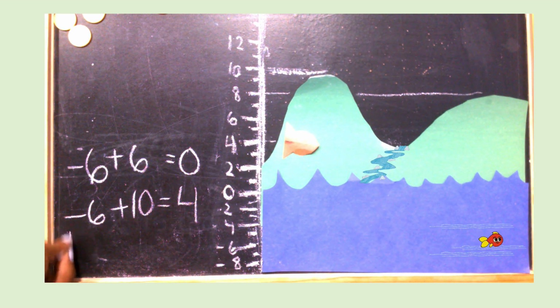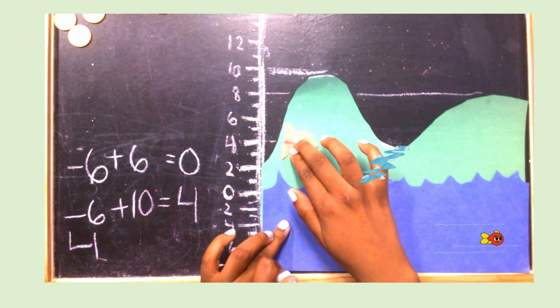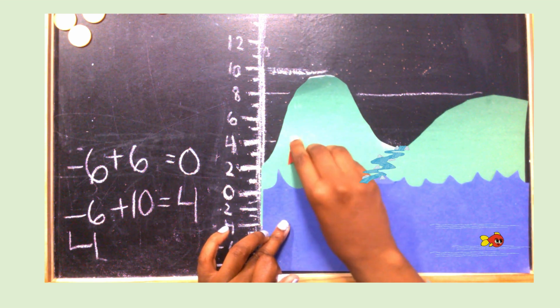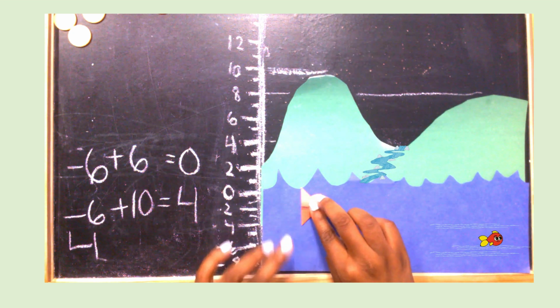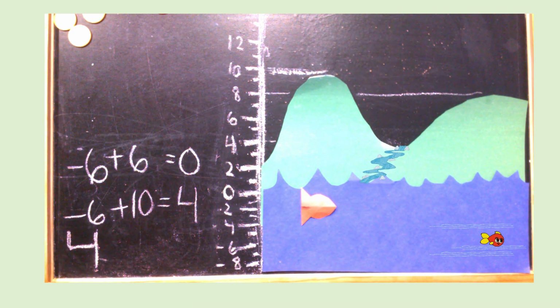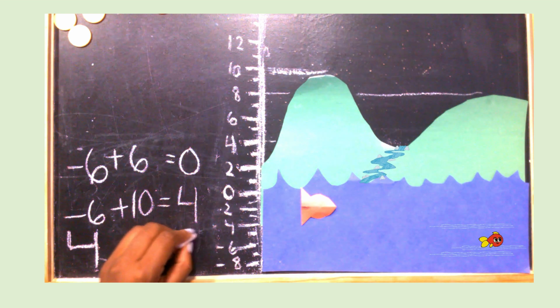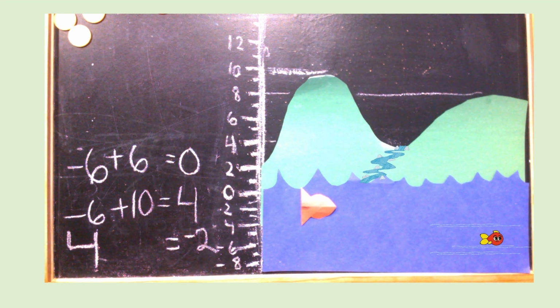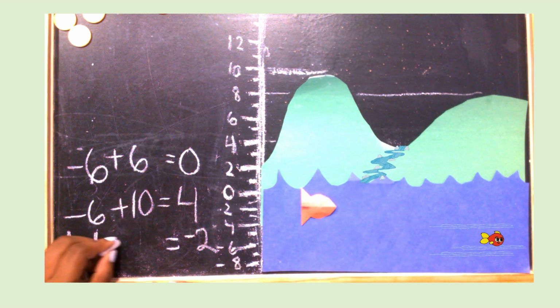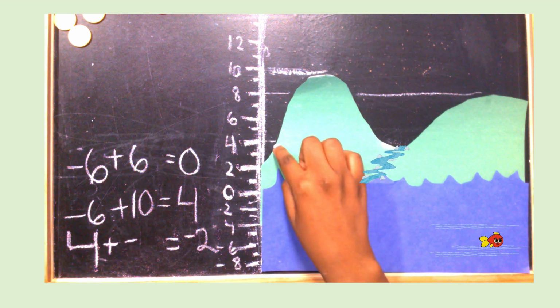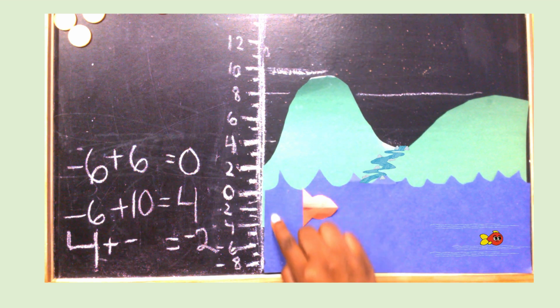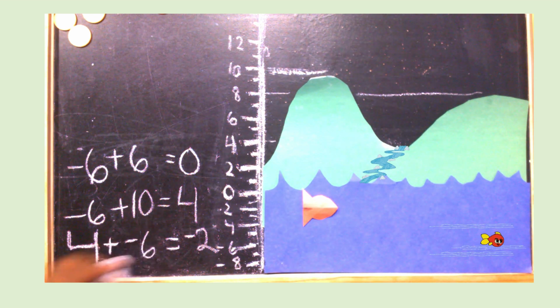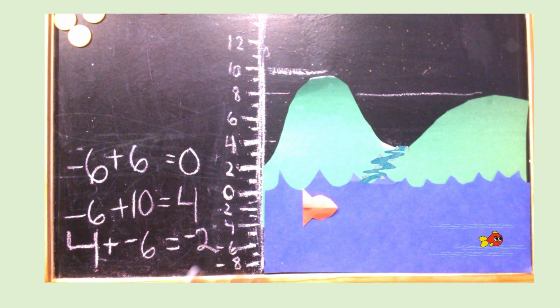But if I'm at 4 here, this fish can't last long without water, so let's go back down to -2. How do we go from 4 above sea level to 2 below sea level, -2? What do we add to 4 to get to -2? Well, we did go down, so we're definitely going to add a negative. 2, 4, 6. We added -6 to get to -2. So that's below sea level.